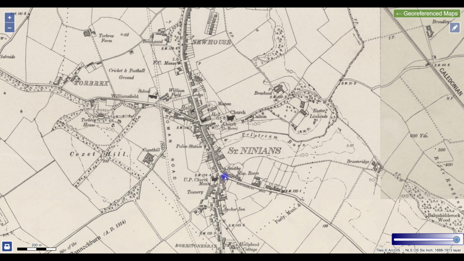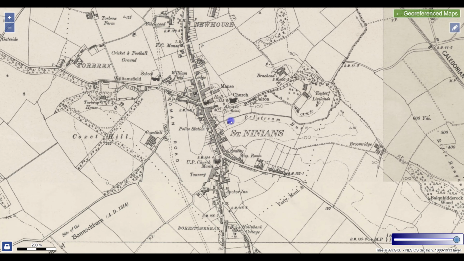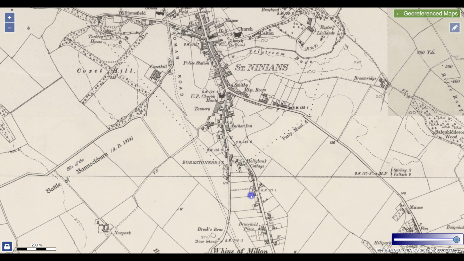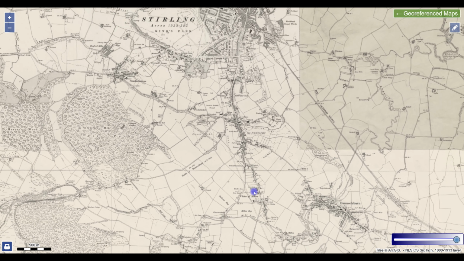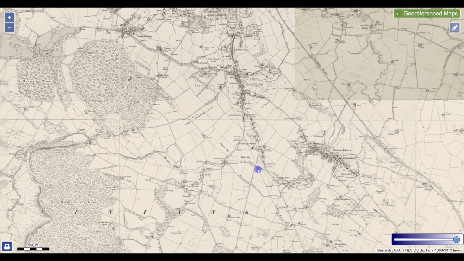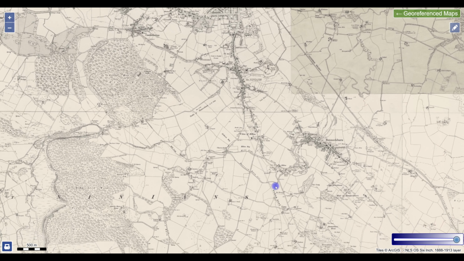So there's St Ninian's. So let's just go back down. As we say, we know that the outflanking manoeuvre was defeated and sent packing, and those that came right up the main road were defeated and sent packing. So let's just head back to where we were.